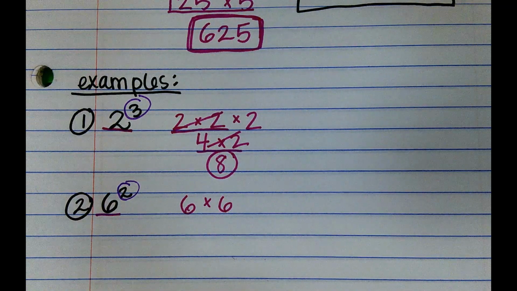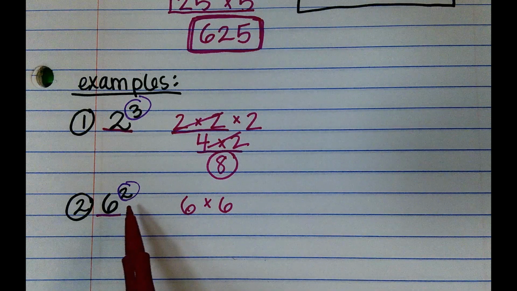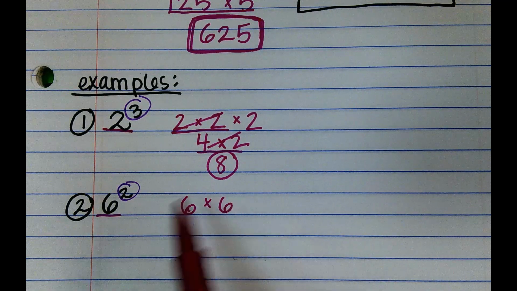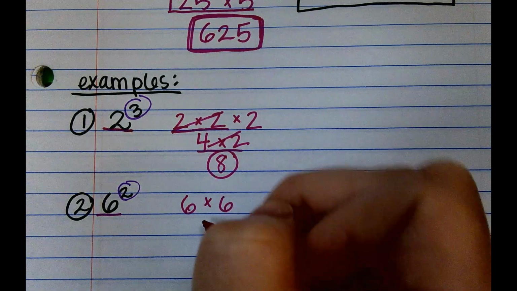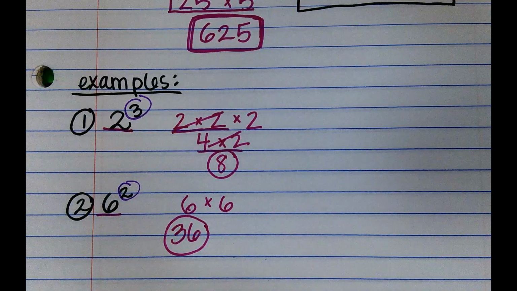That 2 is telling us we are going to multiply 6 twice. 36. Good. And that's it. So it's just 36. 36 is our answer. That's it.